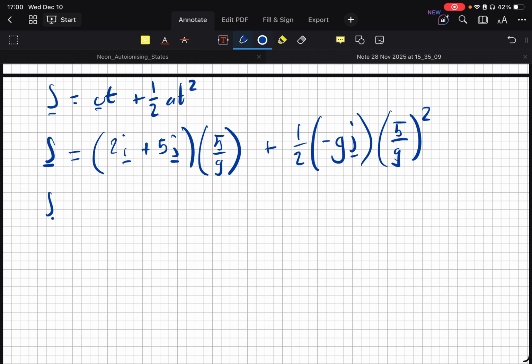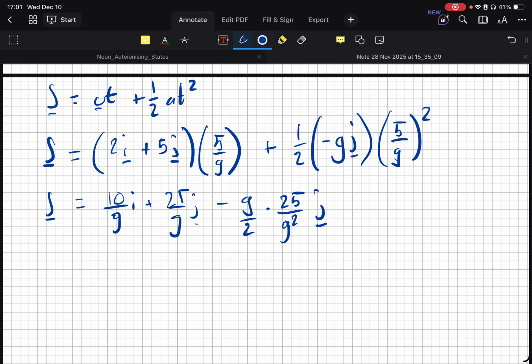Okay, so what's this going to be then? We'll have our s equal to 10 over g i plus 25 over g j plus, well, what do we get from over here? We're going to get minus g over 2 times 25 over g squared j. And then we can plug the numbers in again. I was just keeping this to make sure you're following along with the algebra.